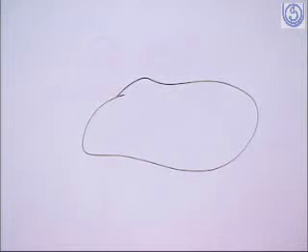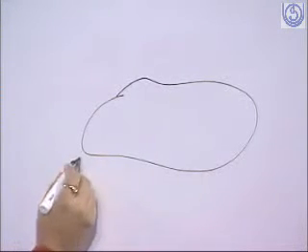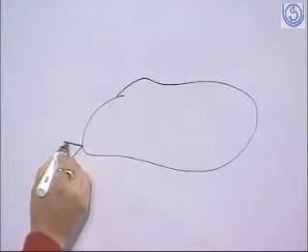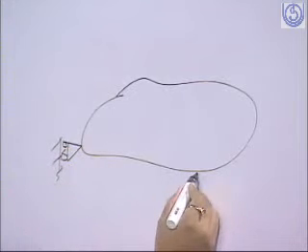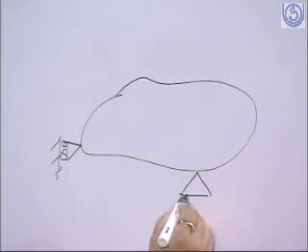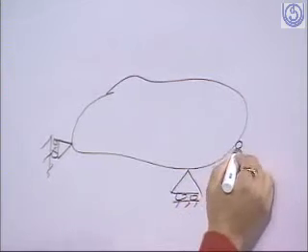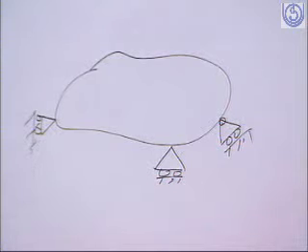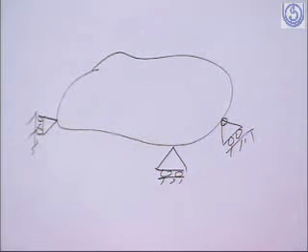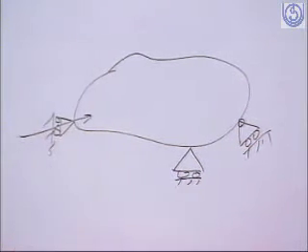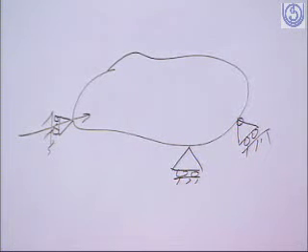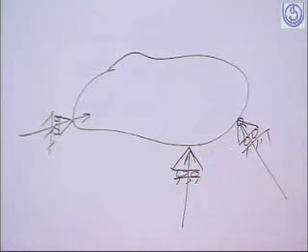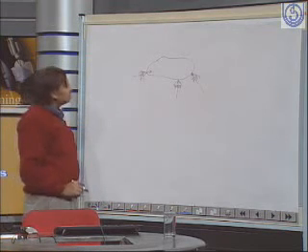So for any structure there should be enough restraint. These are 3 roller supports. So this support will prevent movement in this direction, this will give reaction in this direction, this will give reaction in this direction, and this is going to give reaction in this direction. So we are giving 3 supports to the structure.